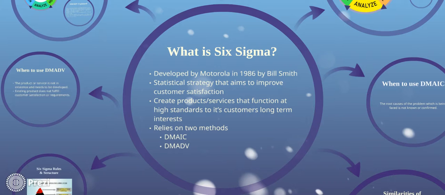The principle was developed by Motorola in 1986 by Bill Smith, who is considered to be the father of Six Sigma. It is a business statistical strategy that aims to improve customer satisfaction and create products and services that function at high standards to its customers, prompting long-term interest. It relies on two methods, DMAIC and DMADV.